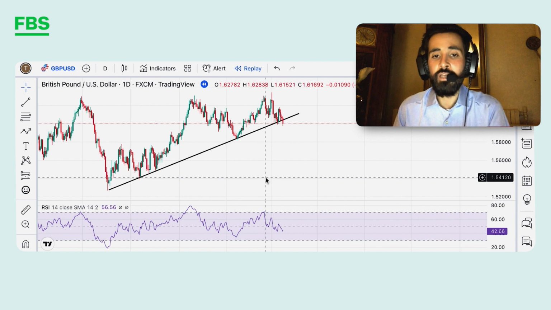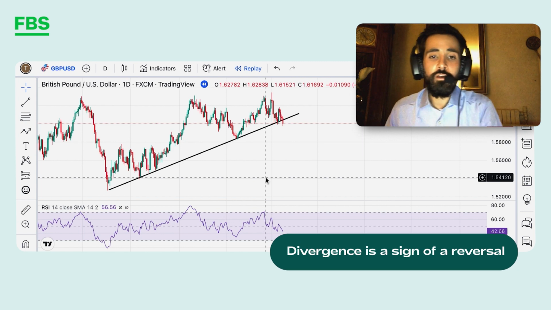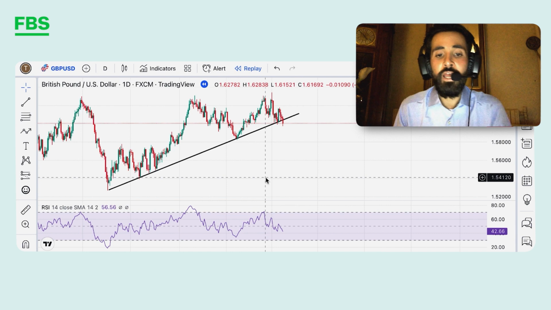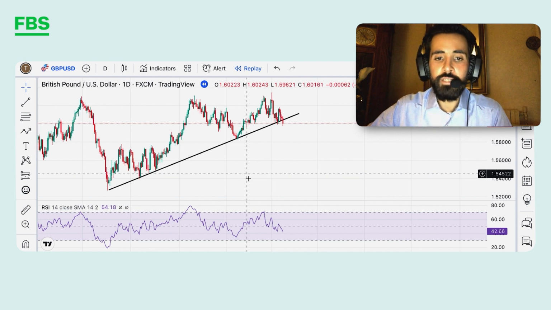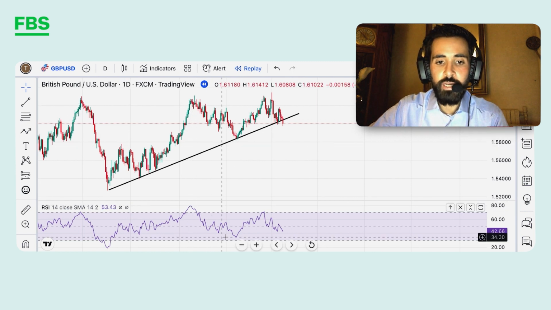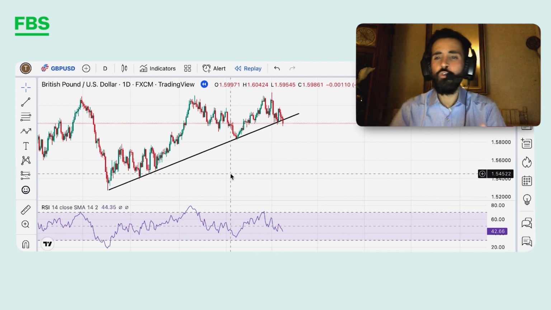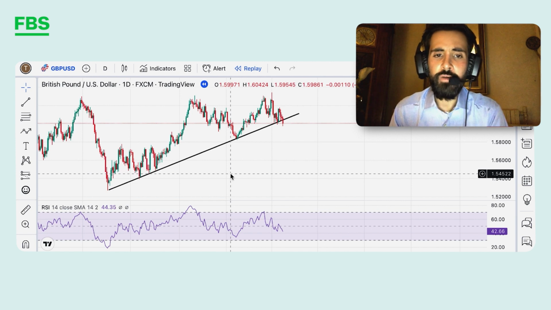Now, what is divergence? Divergence is spotting early reversals by the RSI and price action moving in different directions. Most of the time you see that RSI follows price action. It moves exactly like price action moves. So as you can see here, price moves down, the RSI is moving down, price moves up, the RSI is moving up.